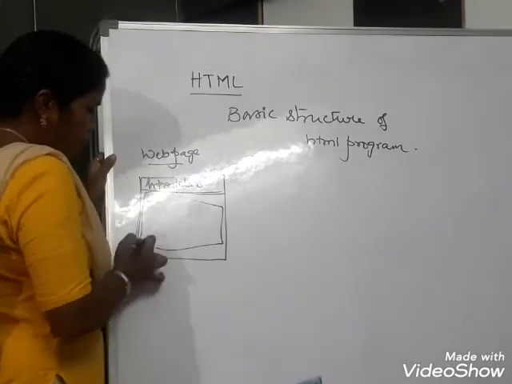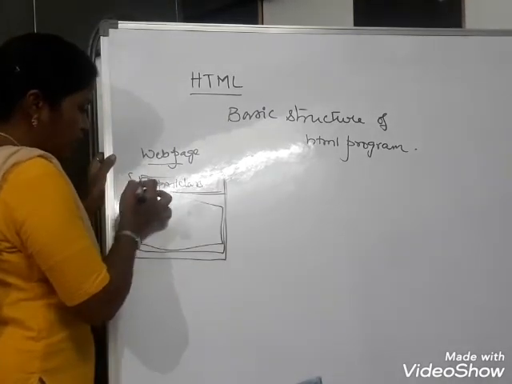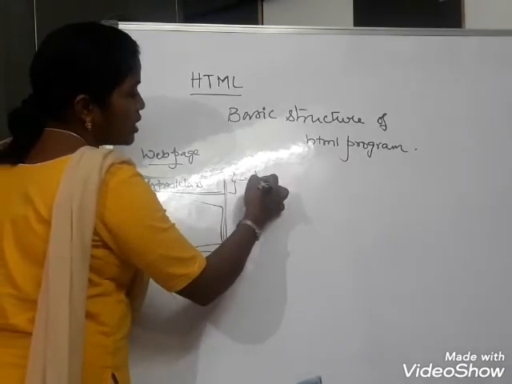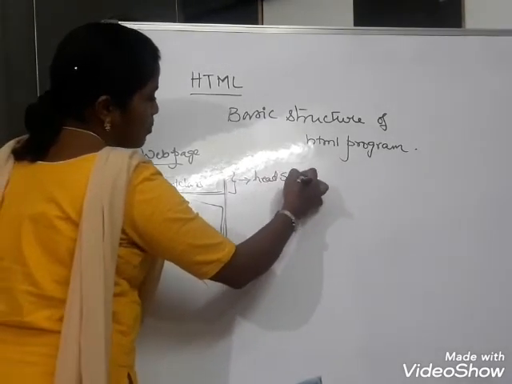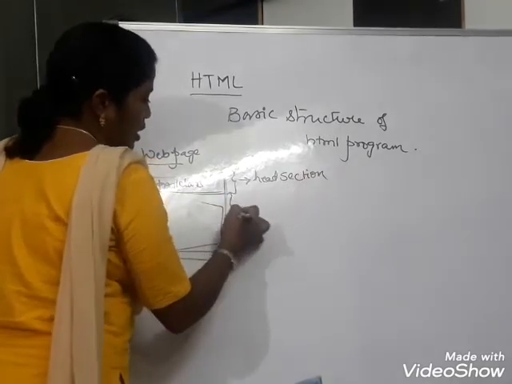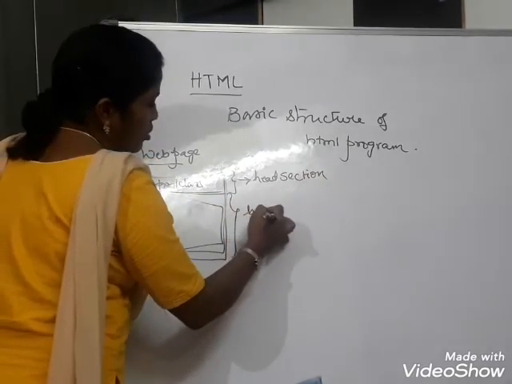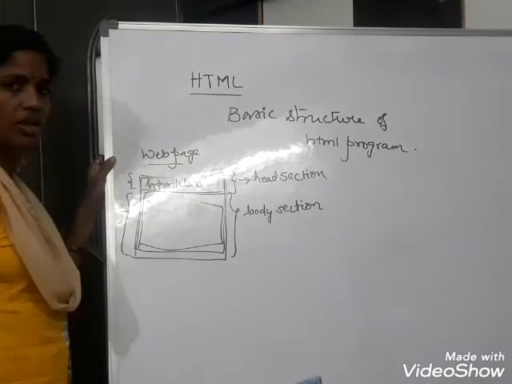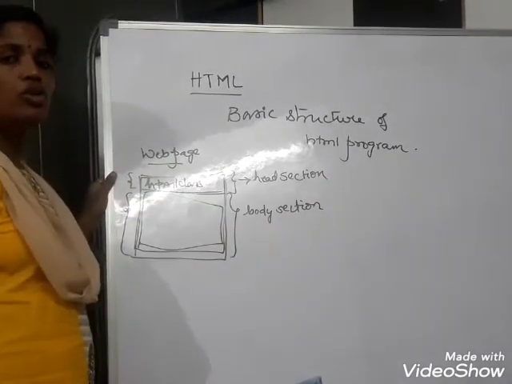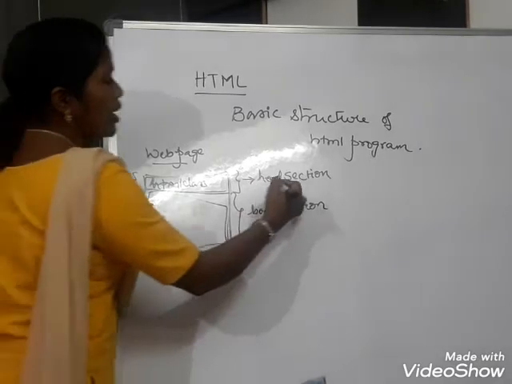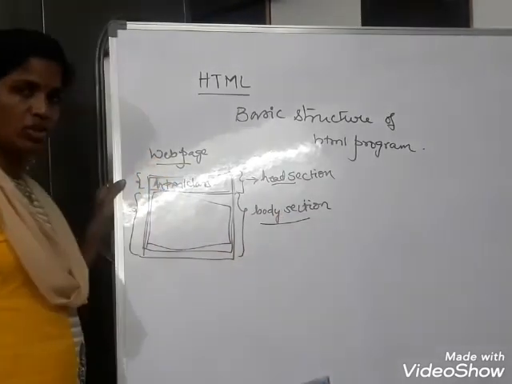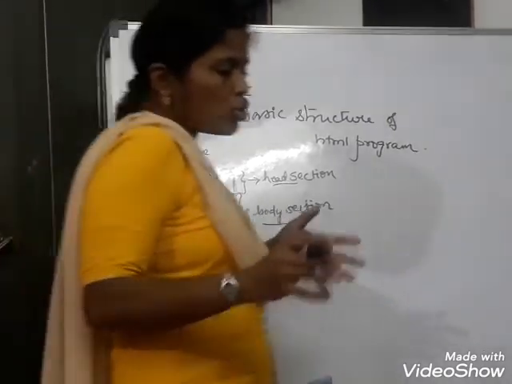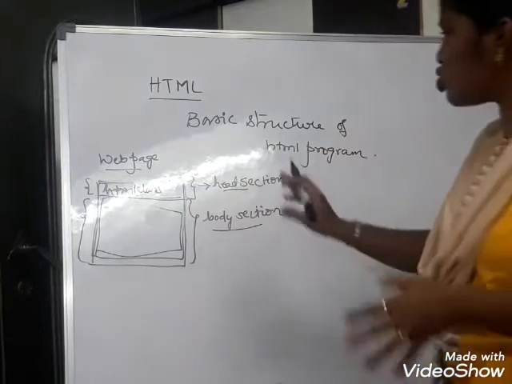So my web page can be divided into two parts. First part, which I will call the head section, and whereas this is called the body section. So my HTML page, that means my web page, can be divided into two parts. So this is called the head section, this is called the body section. Two parts. So here comes the question. Two parts are there, so how can we show these two parts?